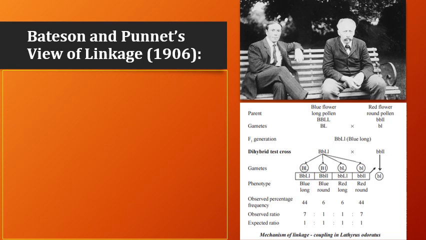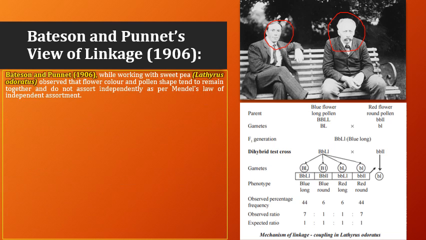Now we turn towards the second view, of the scientists William Bateson and Reginald Punnett in 1906. While working with the sweet pea plant, Lathyrus odoratus, they observed that flower color and pollen shape tend to remain together and do not assort independently as per Mendel's law of independent assortment.